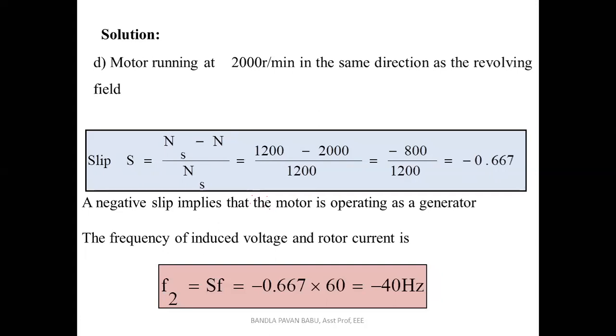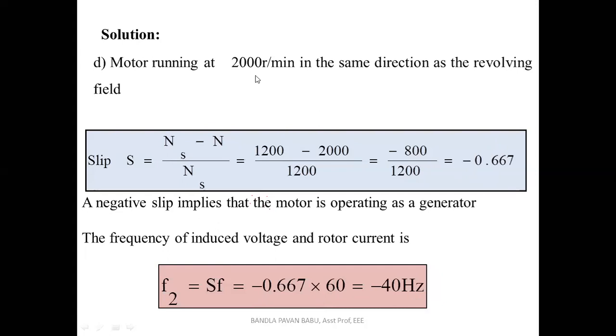Here we have to notice that the slip is negative. Earlier we saw that slip greater than 1 is the braking condition. Here it is negative, which means it acts as a generator. I will give you the clarification later about how it acts as a generator, and the applications, we will discuss later. But just make a note that negative slip means it acts as a generator. By substituting this slip value at the fundamental frequency, we get minus 40 hertz.